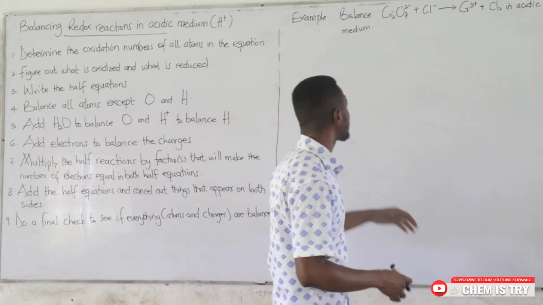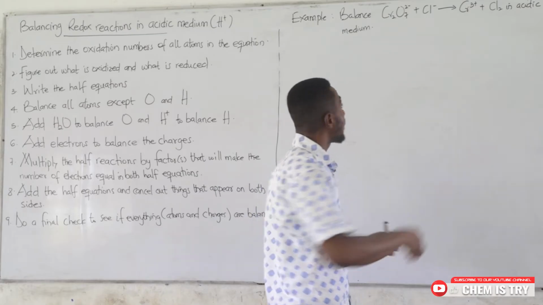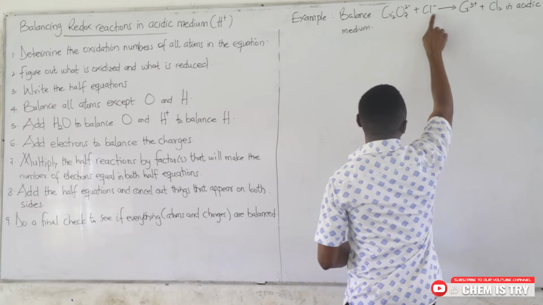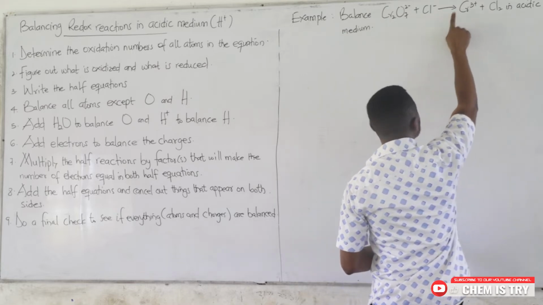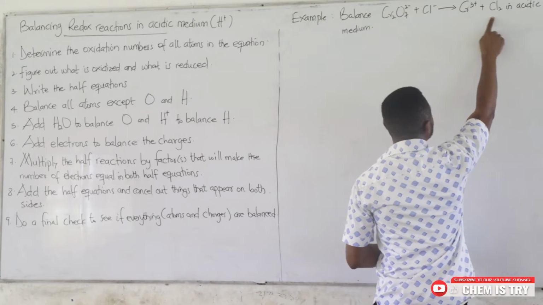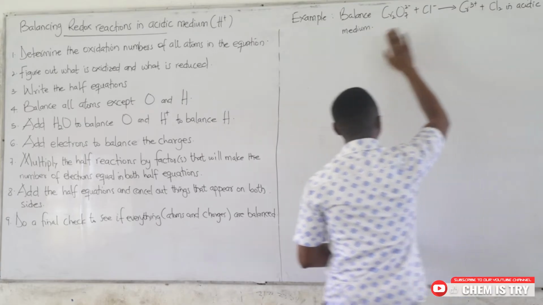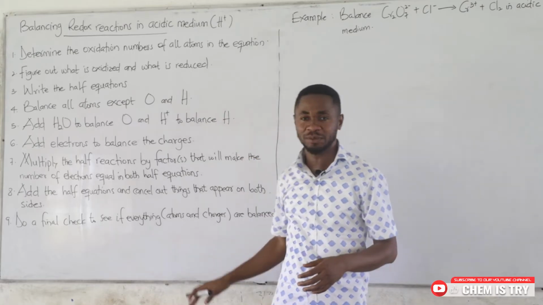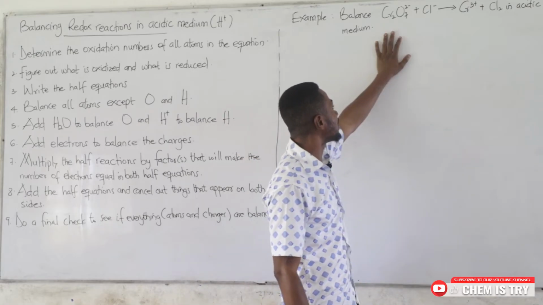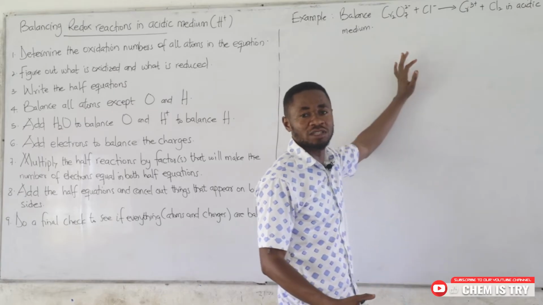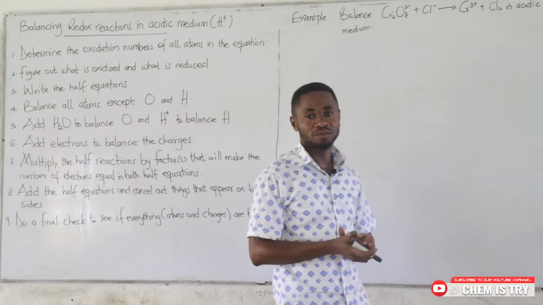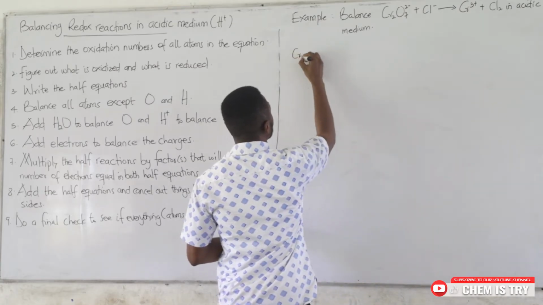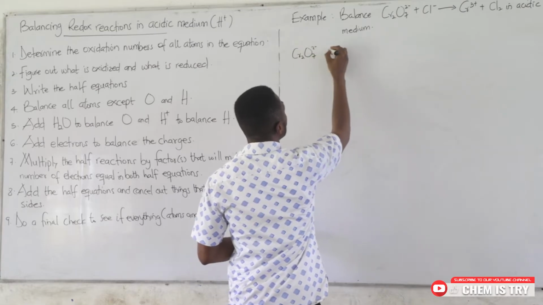So let's talk about this example. Balance Cr2O7 2- plus Cl- going to produce Cr3+ plus Cl2 in acidic medium. We'll be looking at how we use these 9 steps to balance this redox equation in acidic medium. Now the first thing we do is we write down the chemical equation.